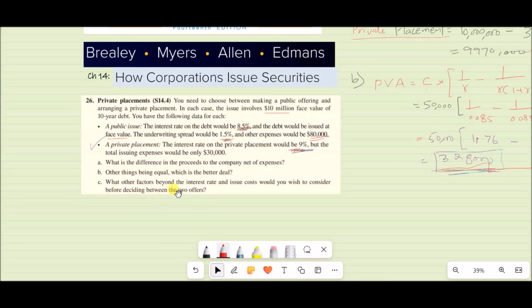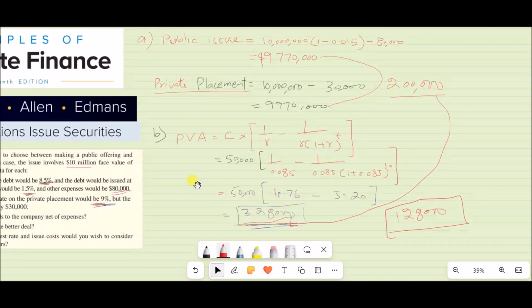So part C: what other factors beyond the interest rate and issue cost would you wish to consider before deciding between the two? In a public issue, the company actually has less flexibility, because it depends on the general public whether they are bidding for the issue or not, what prices they want, or how many shares they are interested in. While in the private placement, that can be negotiated in a better way. It can be tailored, right, as per the needs of the firm.